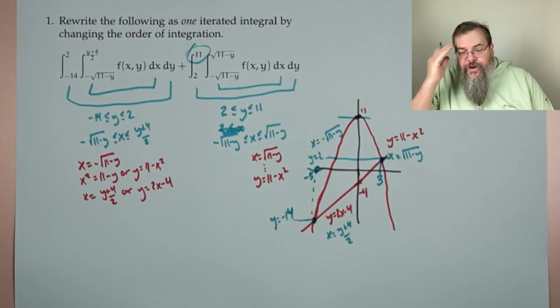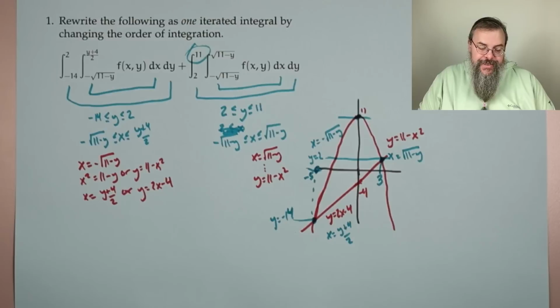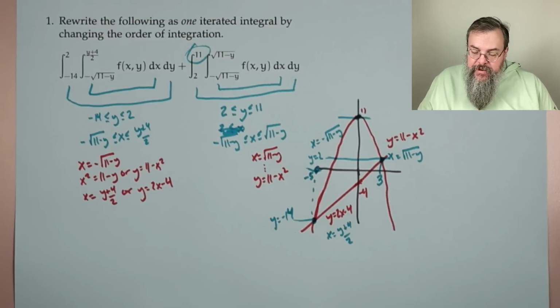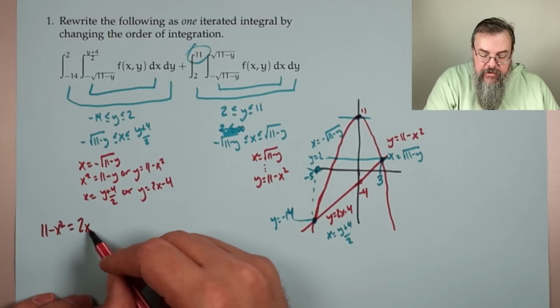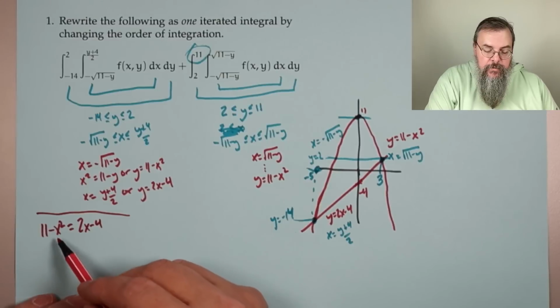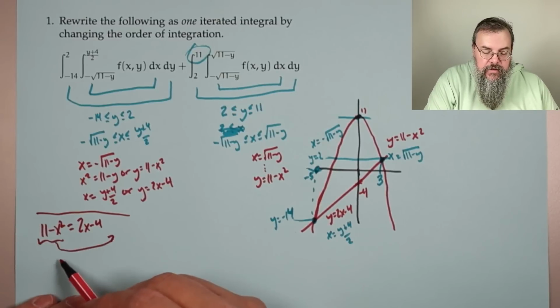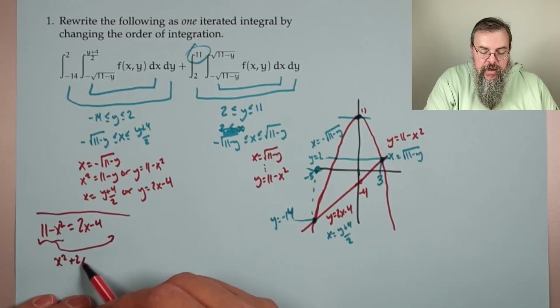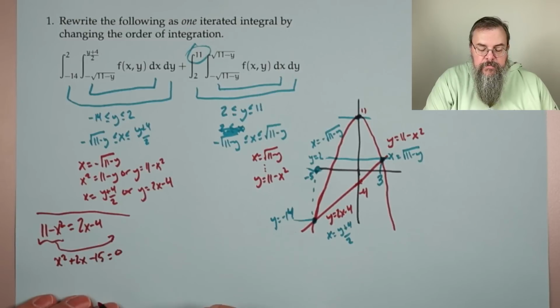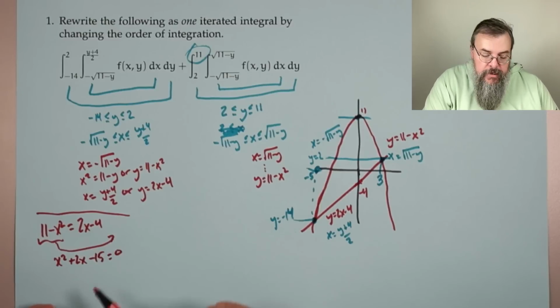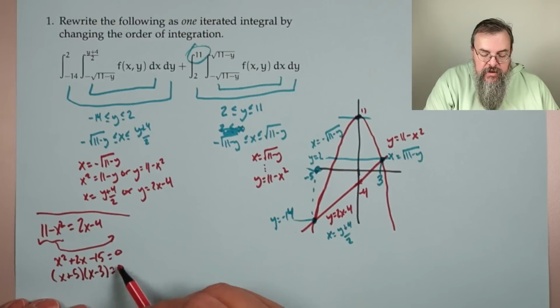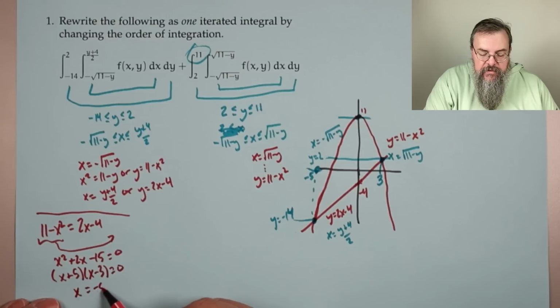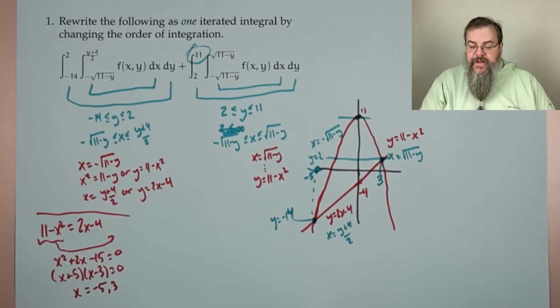Now, you could have also done the following. Maybe you could have said, well, set 11 minus x squared equals 2x minus 4. And then you could say, we'll move everything to one side, and then you'll get x squared plus 2x minus 15 equals 0. And you're like, oh, that can factor as x plus 5 times x minus 3 equals 0, which gets you the intersection points of negative 5 and positive 3. All right, so here we go.